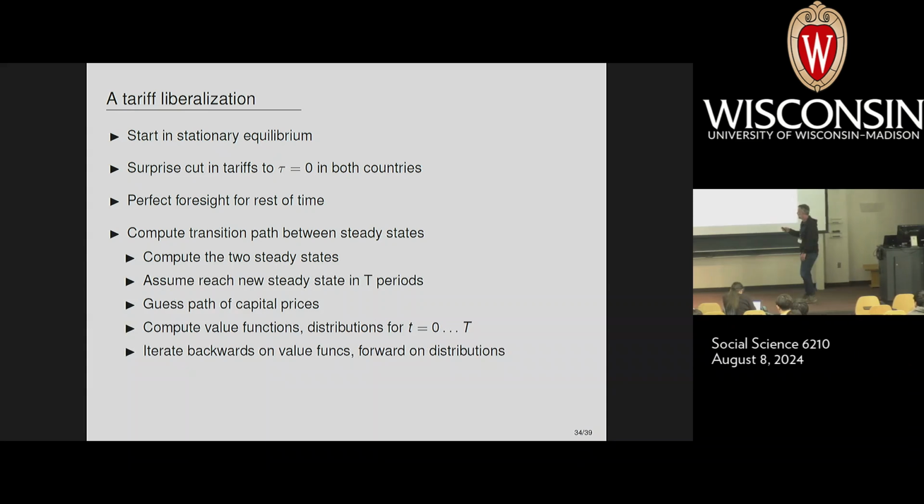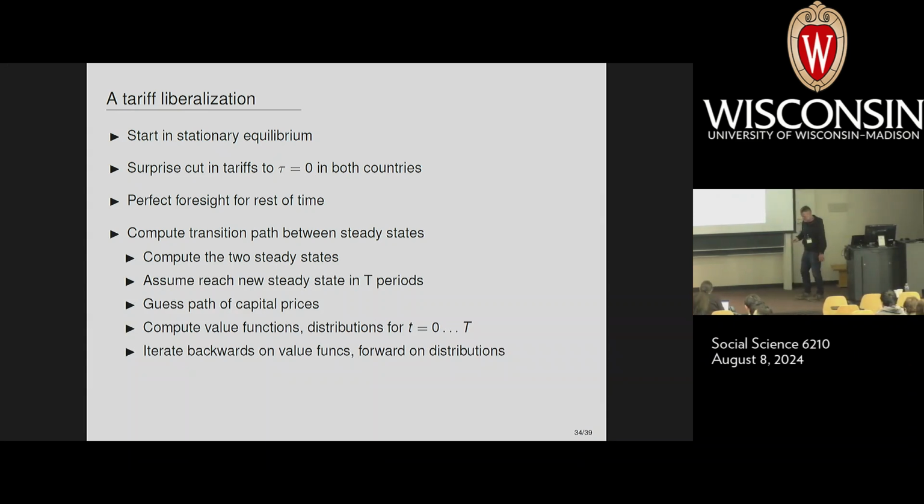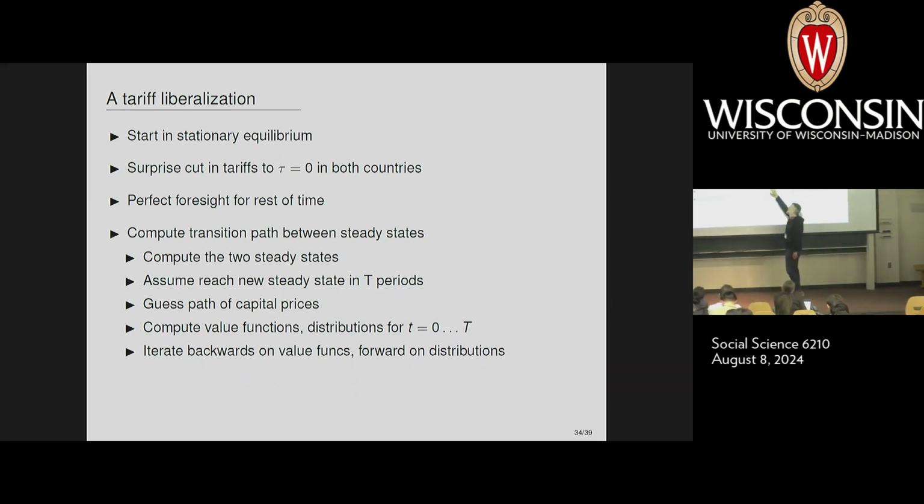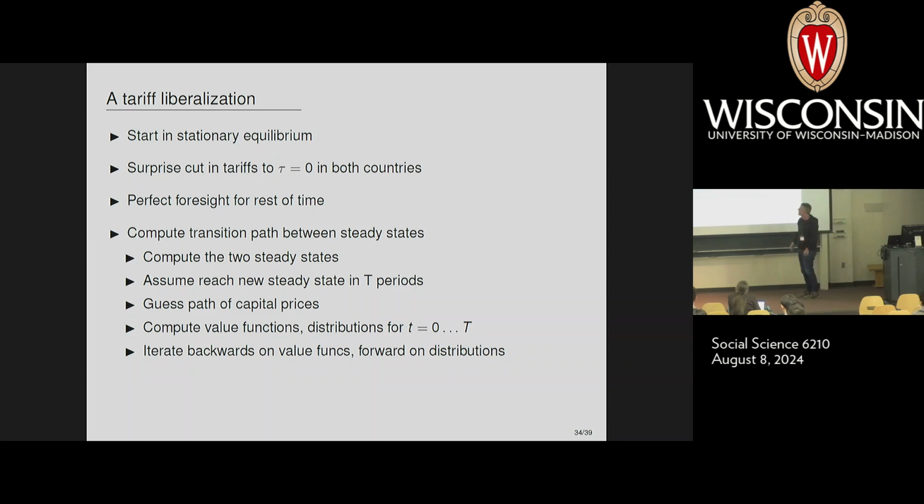So here are some assumptions I'm going to make. The tariff cut comes as a surprise. It doesn't have to, but it's going to make my life easy. So firms wake up in the morning and they see that tariffs have fallen to zero, and they're going to stay zero forever. And I'm going to let all the agents in my model have perfect foresight. That means they know what the transition path is between these two stationary steady states. How do I actually compute this thing, right? So I'm going to assume that I get to the new steady state in capital T periods. Maybe that's like 100 periods, I'm going to say.